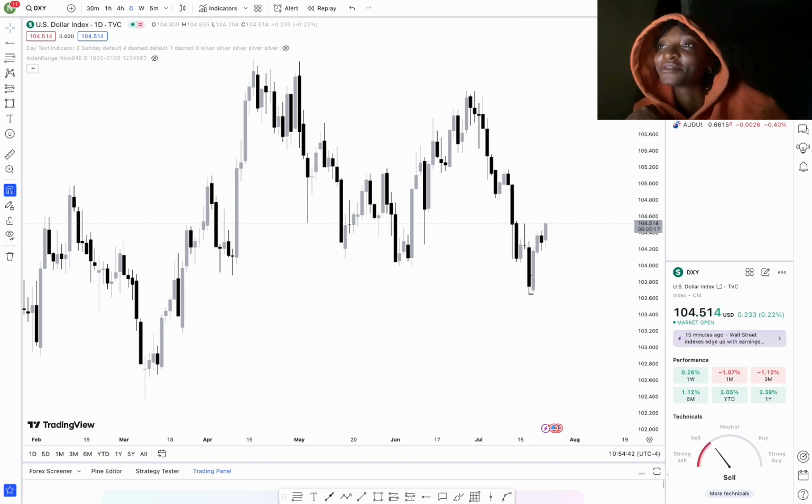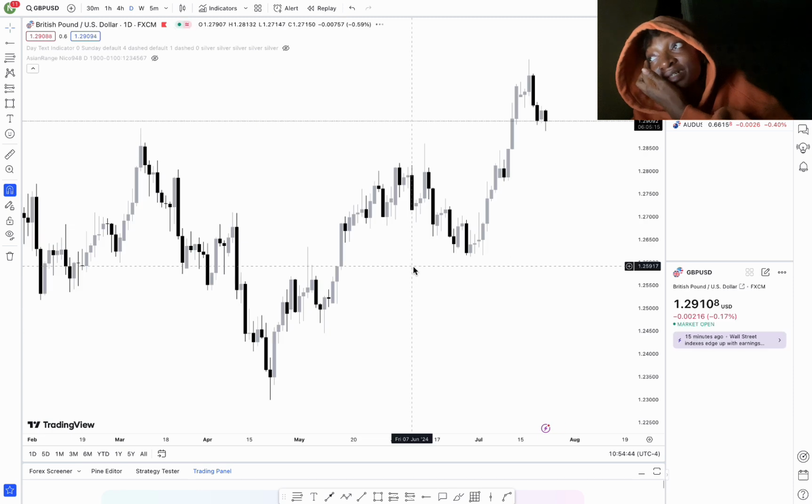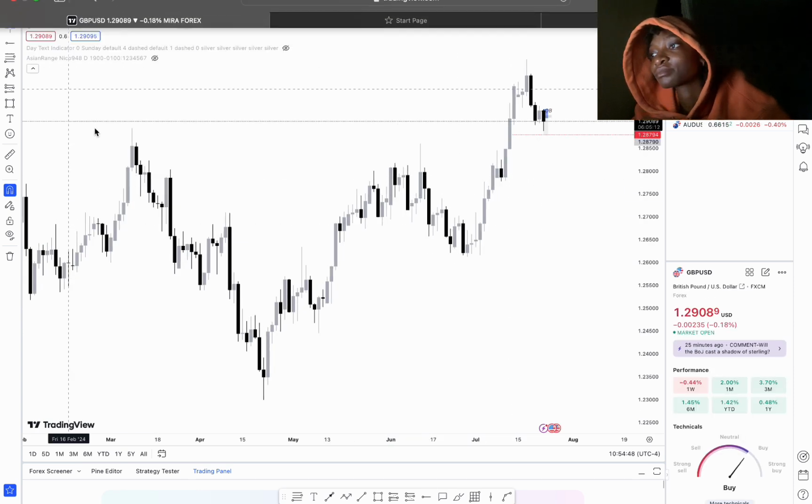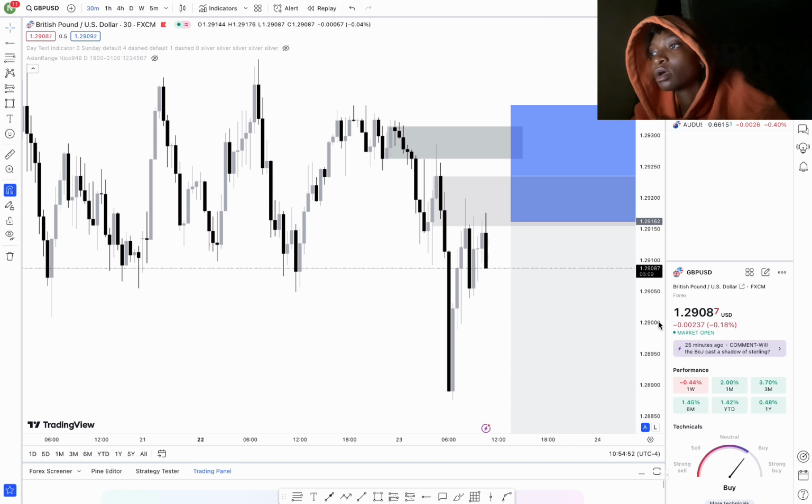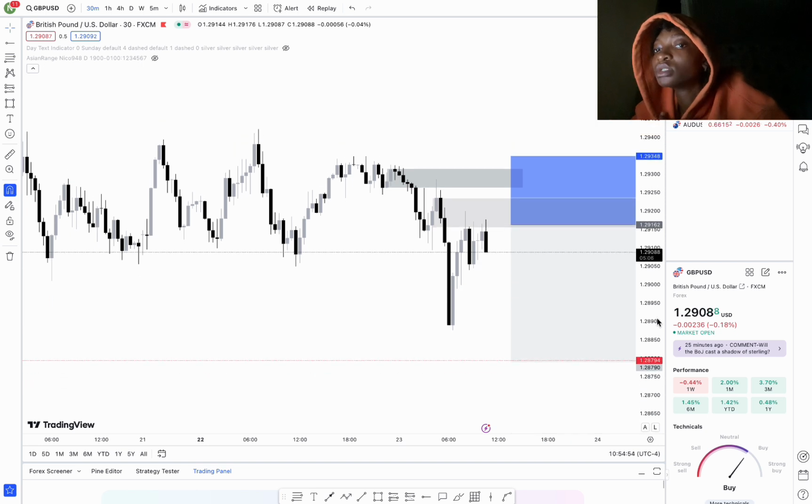And it can be so frustrating at times. It can be so frustrating. But yeah, let's see if the trade will play out. If not, I'll stay on the sideline.